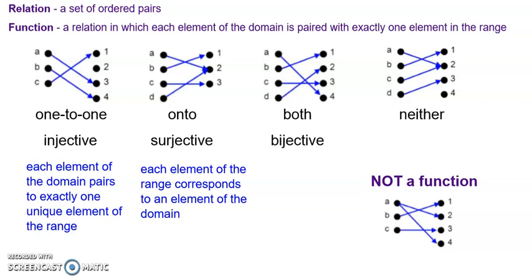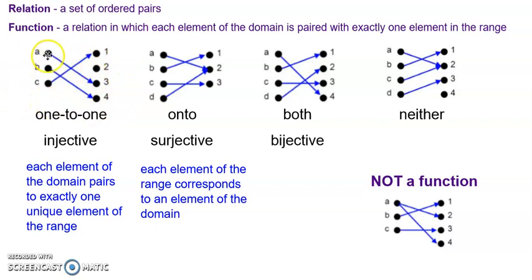A function is then a relation in which each element of the domain is paired with one element in the range. So basically the x values, or the elements in the domain, do not repeat. So let's take a look at some examples here with these mapping diagrams. The elements on the left represent our domain. Elements on the right represent our range.